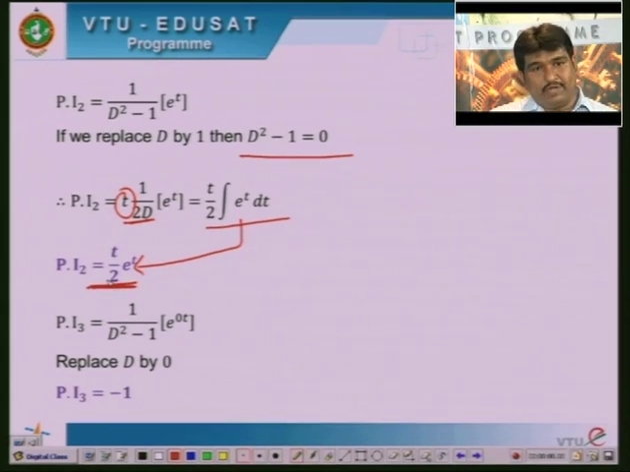Next PI3, 1 by D square minus 1 operated on e to the power of 0t, which is a constant.